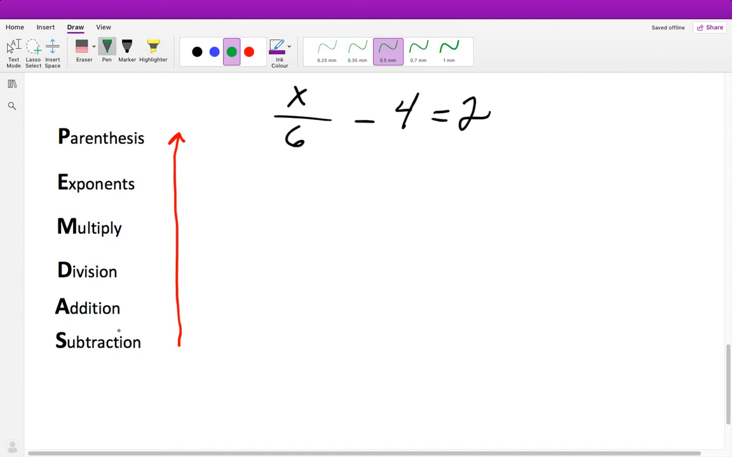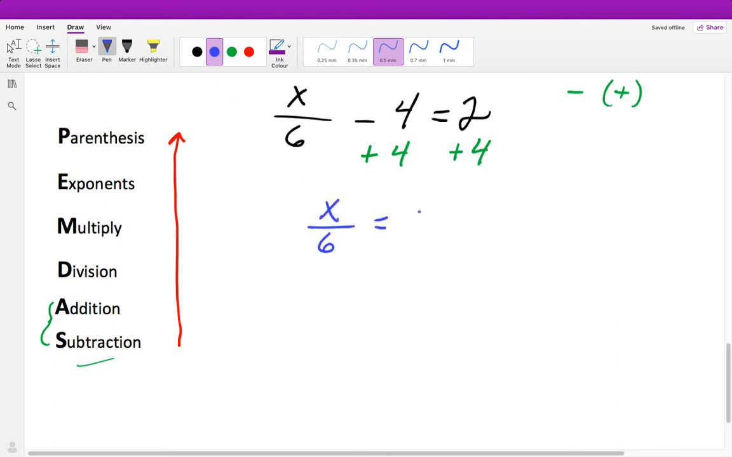So that means the first thing I'm looking for is, is there any addition or subtraction? And yes, we do have subtraction here. Well, what is the inverse operation of subtraction? Well, that is addition. Remember, addition will undo our subtraction. So that means I will add 4 to this side, and what I do to one side, I have to do to the other. So now I get x over 6 is equal to 6.